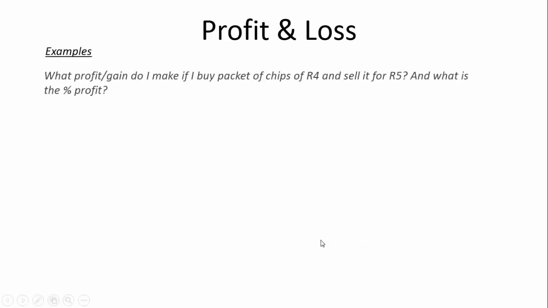Let's have a look at some examples. What profit or gain do I make if I buy a packet of chips for 4 Rand and sell it for 5 Rand? Okay, so we first want to know what is the profit or gain, and then what is the percent profit. So what is gain or profit? We know that gain or profit is selling price minus cost price, and we know that that's going to be the selling price of 5 Rand minus the cost price of 4 Rand. So we're going to have a gain of 1 Rand here. That makes sense. If we buy it for 4 Rand and we sell it for 5 Rand, we have made a profit of 1 Rand.